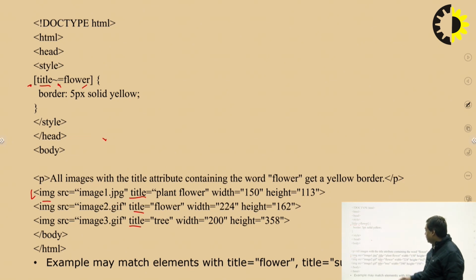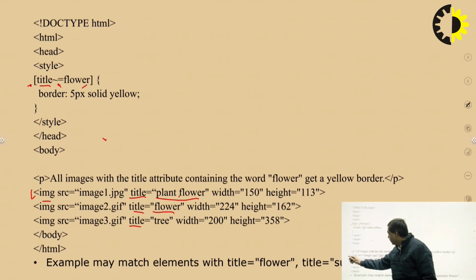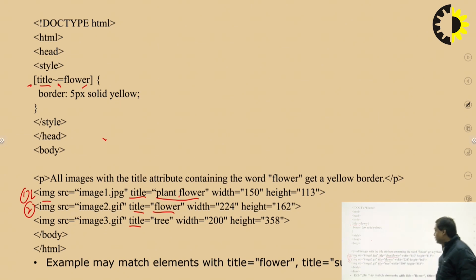So in the title attribute we have a list of words. It is space separated. Space is mentioned here. And now this is the word. Even though there is only one word, so there is no meaning of list of words space separated. So this CSS rule, border 5 pixels solid yellow, will be applicable on the first and second tag.